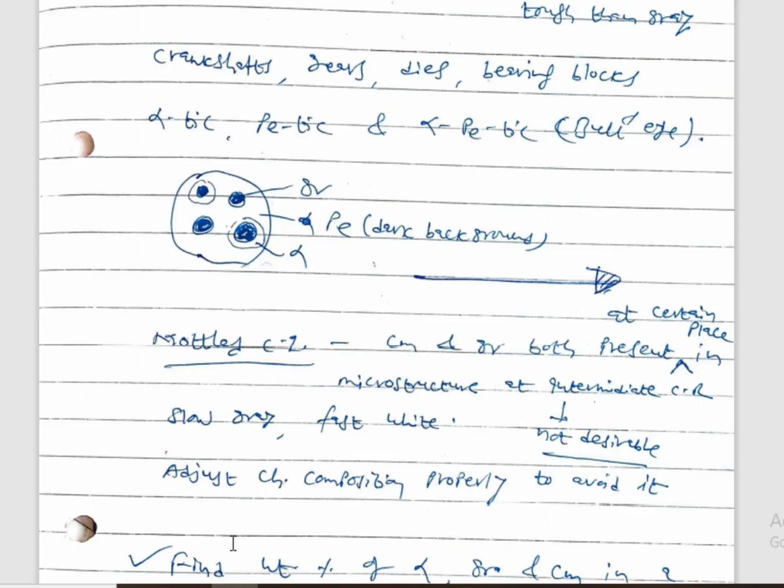Here also, the matrix may be obtained as ferritic, pearlitic, or the combination of ferritic and pearlitic, as in case of malleable cast iron we had seen, by controlling the cooling rate.